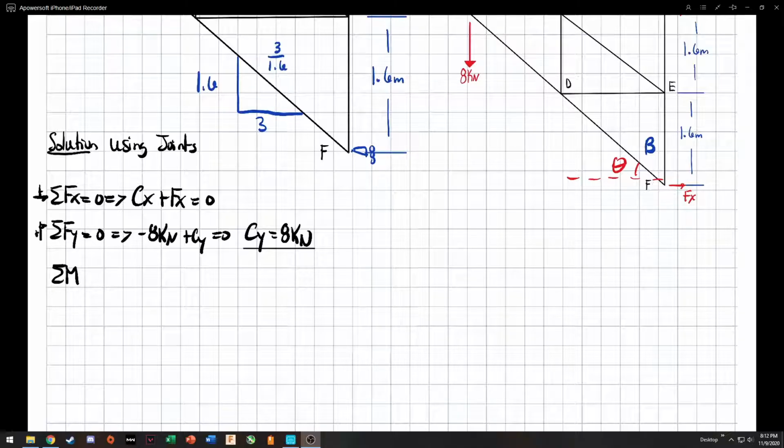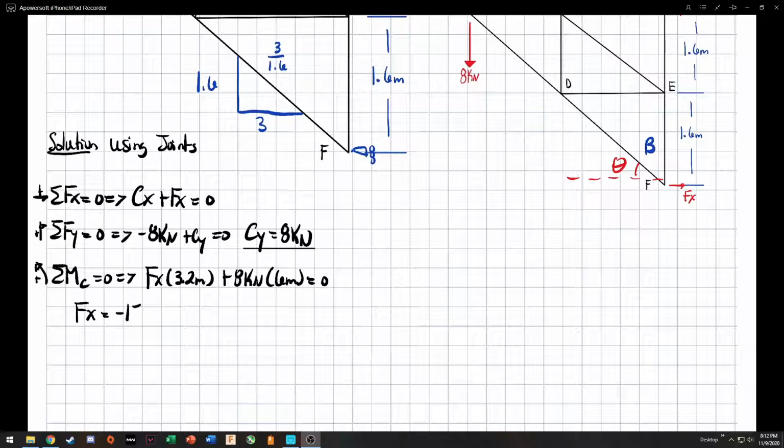But we still don't know Cx and Fx, so we need to take a sum of our moments. We're going to take a moment about C, saying that counterclockwise is positive. We're going to have our force in the x direction times its perpendicular distance, which is going to be 3.2 meters, plus our 8 kilonewton force times 6 meters, all equal to 0. Now we can solve for Fx. Fx is going to be a negative 15 kilonewtons. So it's going to be to the left instead. Now that we know Fx, we can solve for Cx. Solving for Cx, we get a positive 15 kilonewtons.